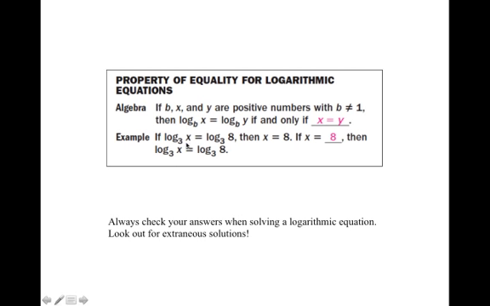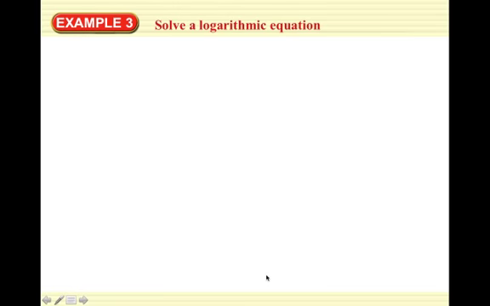So if we have log base 3 of x equals log base 3 of 8, see, we're taking the same kind of log of both sides, so we can just set the x equal to the 8. Then x equals 8. So if x equals 8, then the log base 3 of x is equal to log base 3 of 8. Always check your answers when using a logarithmic equation. Look out for extraneous solutions. Okay, so we've got log base 5 of 4x minus 7 equals log base 5 of x plus 5.